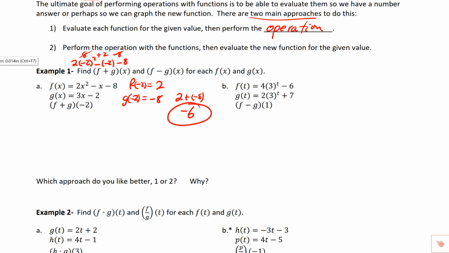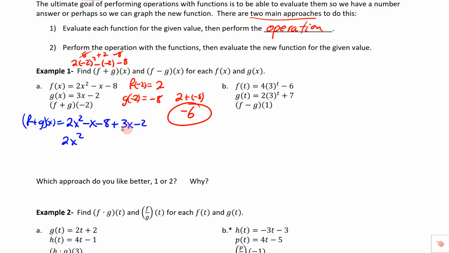Let's take a look at method number 2. On method number 2, what we would do here is let's perform the operation with the functions. So let's take these and add them together, and then we'll plug in the x value that we want. So this is going to be f plus g of x. We're going to add those together. So we're going to have 2x squared minus x minus 8, and then we're going to add 3x minus 2. So that's going to give us 2x squared.